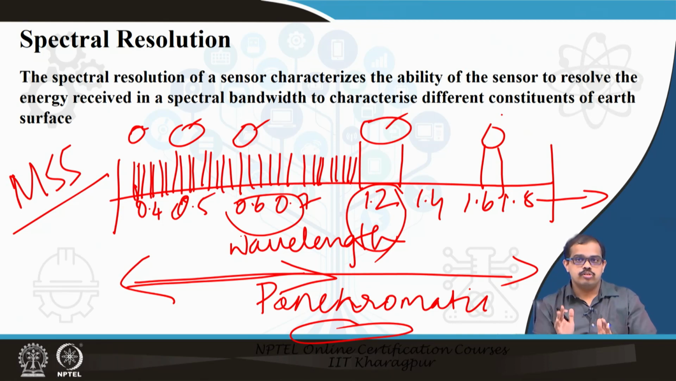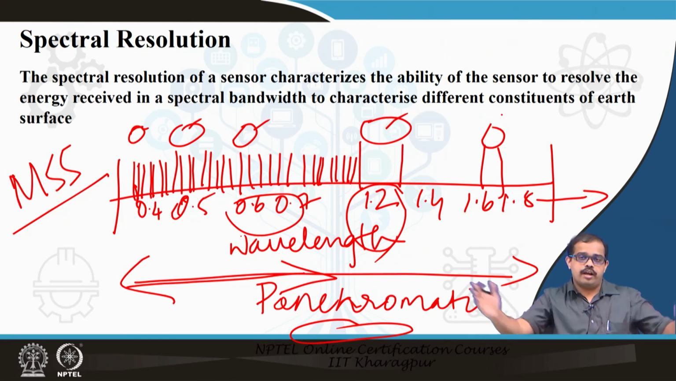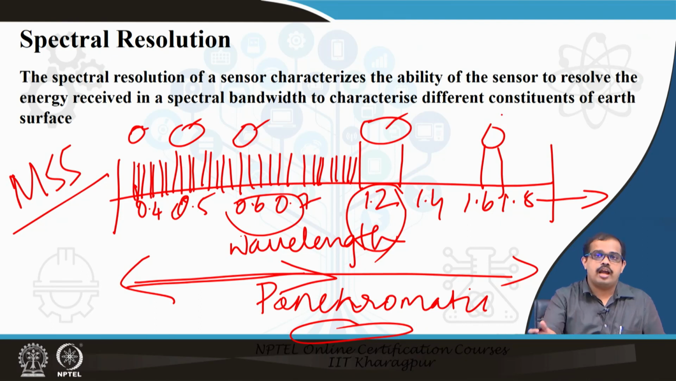If the entire spectrum is captured by a single sensor and single band, then it is called panchromatic. If the entire spectrum is captured by multiple sensors, it is called multispectral sensors or multispectral images. And if it is captured in narrow spectral bands and you have a huge number of bands captured, then it is called hyperspectral sensors. Okay, this is about the spectral resolution.